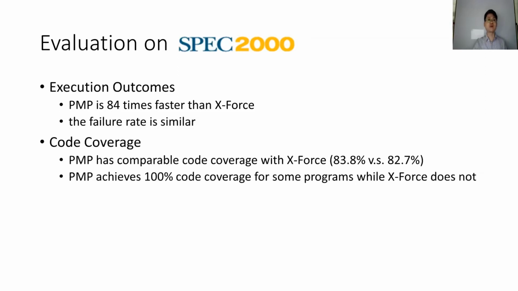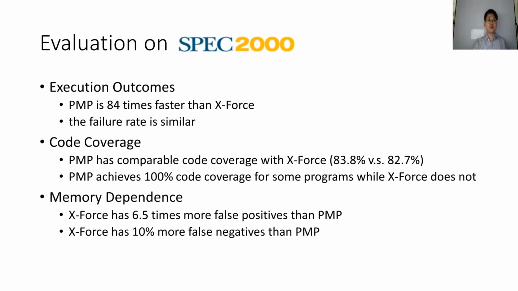We also checked the detection results of memory dependence and found that X-Force has 6.5 times more false positives and 10% more false negatives than PMP.